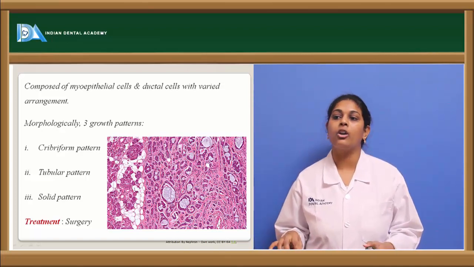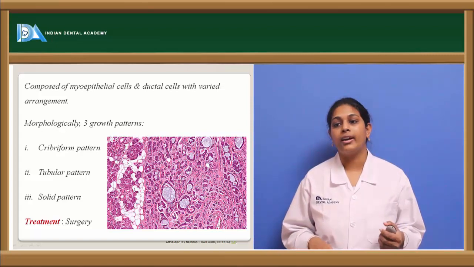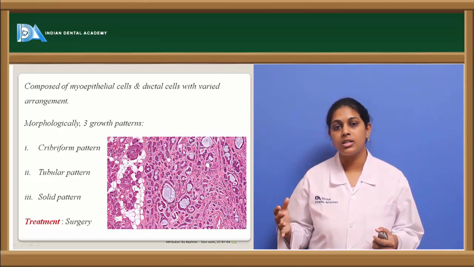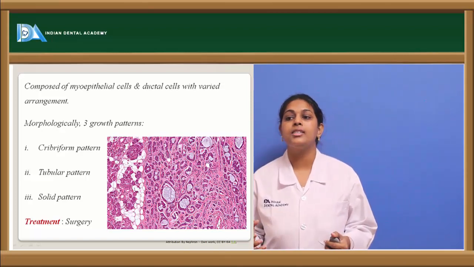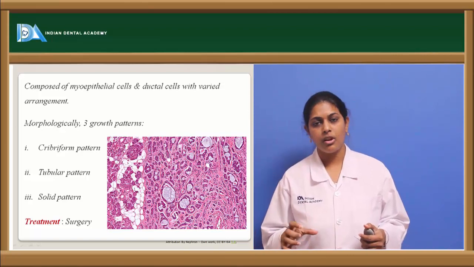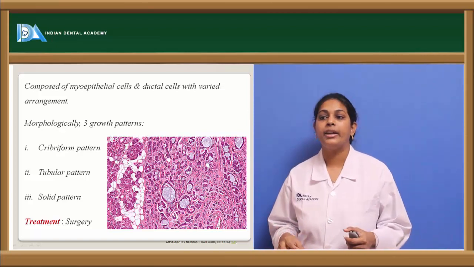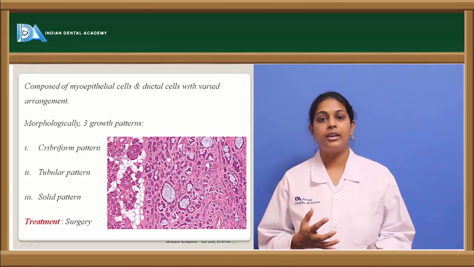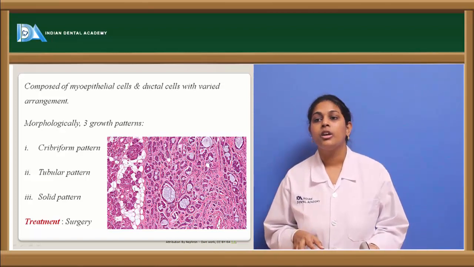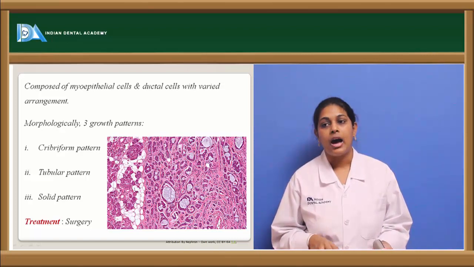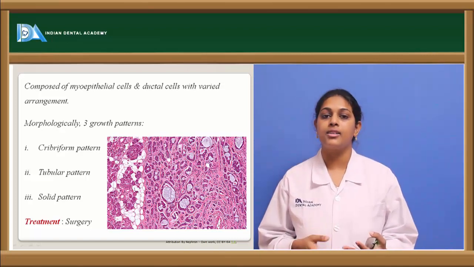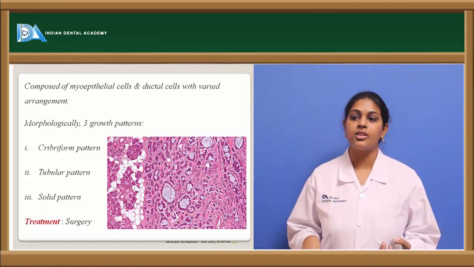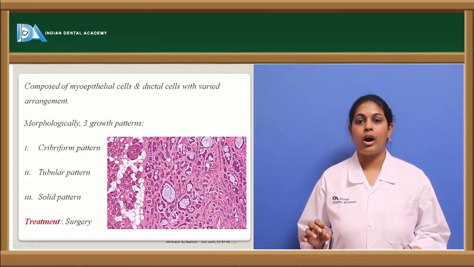They could be cuboidal or columnar in shape with varied arrangement, and this arrangement could be in three patterns. One is the cribriform pattern, that is, they are present in the form of tubular structures which are interconnected, but they appear flat in nature. These myoepithelial cells and ductal cells are present within this cribriform pattern. Other than that, we also see a tubular pattern, that is, they are duct-like. These neoplastic cells are arranged in the form of duct-like structures passing throughout the tumor.